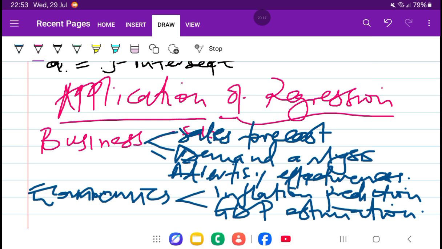Those that are dealing in medicine, they can use it in predicting the disease risk. They can also use it in maybe predicting or looking at the patient's recovery time and also maybe drug efficiency. Those in agriculture, they can use it maybe for crop yield prediction. Then also they can look at the rainfall analysis. They can also use it in fertilizer effectiveness.